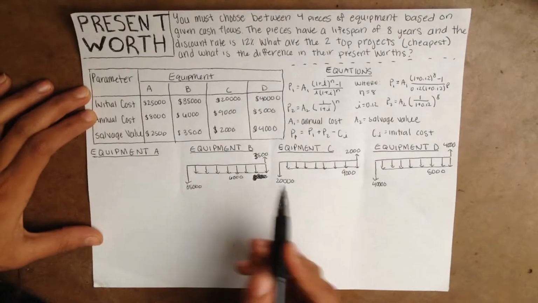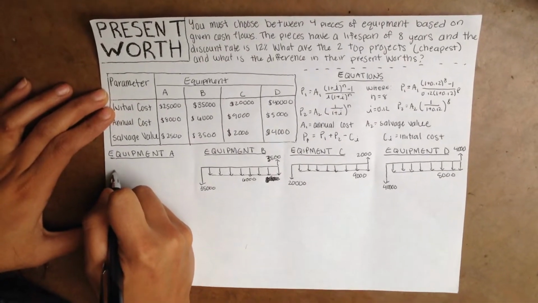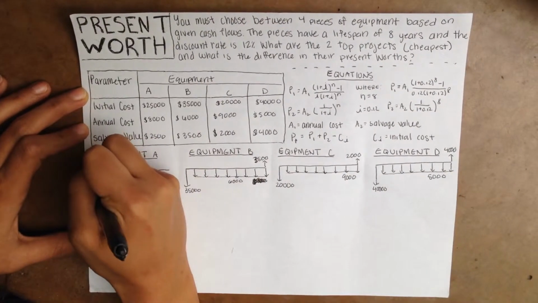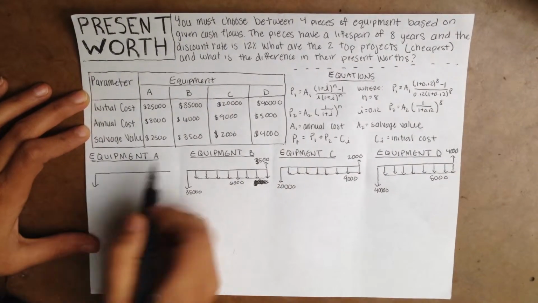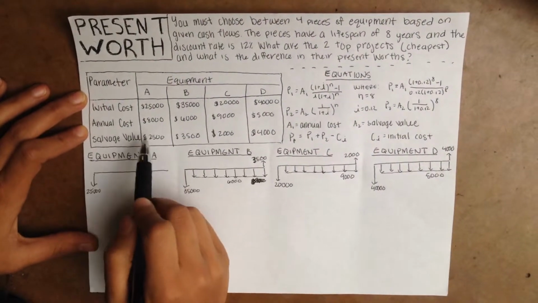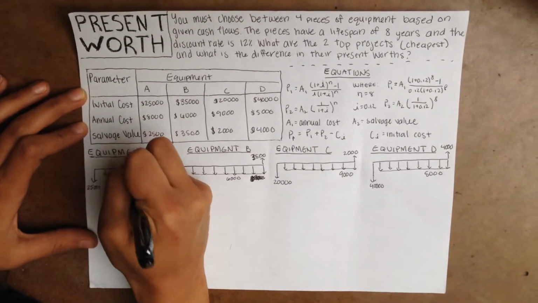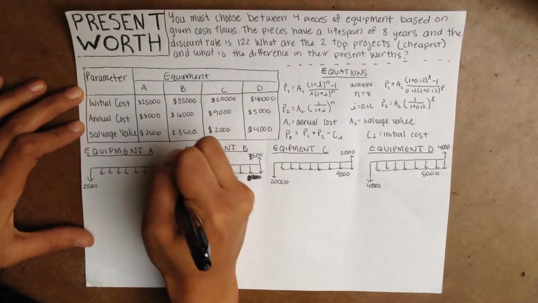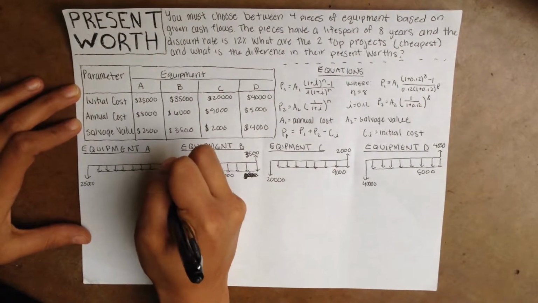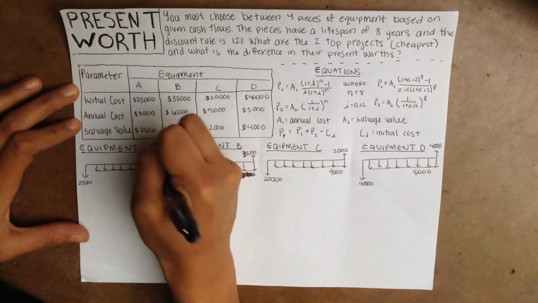Looking at equipment A, the first thing we want to do is a cash flow diagram. I already did these ones, so I'm going to do an example here. The cash flow diagram is going to look like this. At time 0, which is the initial cost, we buy equipment A for $25,000. So it's down because it's a cost. And then the annual cost is $8,000, so we want 8 arrows: 1, 2, 3, 4. Each one has a value of $8,000, so that's a cost. And then at the end of 8 years, we sell it for $2,500.